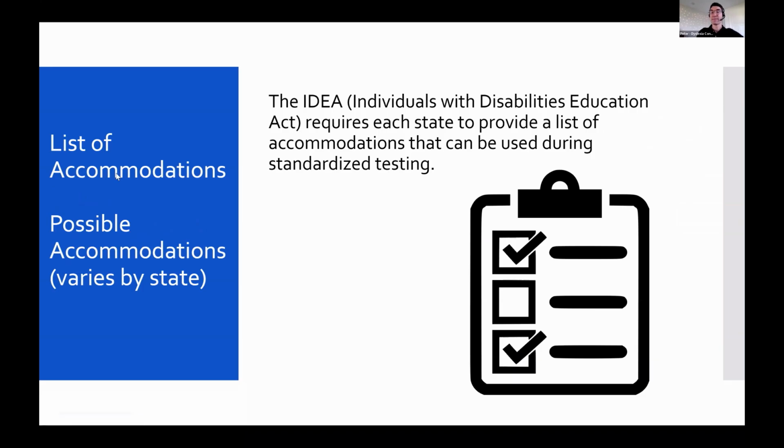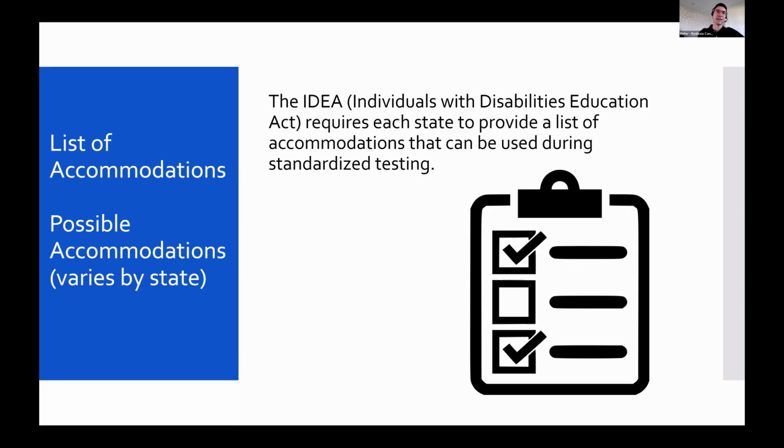There often is a list of accommodations available. The Individuals with Disabilities Education Act, which provides for IEPs and 504 plans, requires each state to provide a list of accommodations that can be used during standardized testing. So schools typically have this, or school district offices, or of course, you could always also check with a state education agency or department to see if they can provide that list as well.